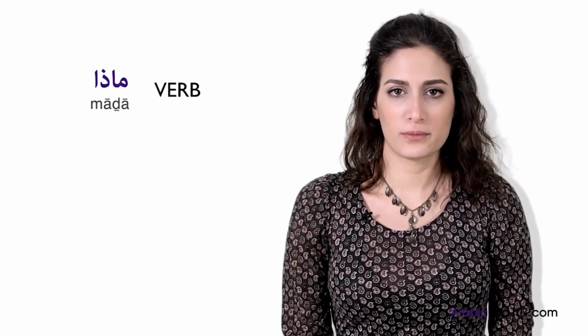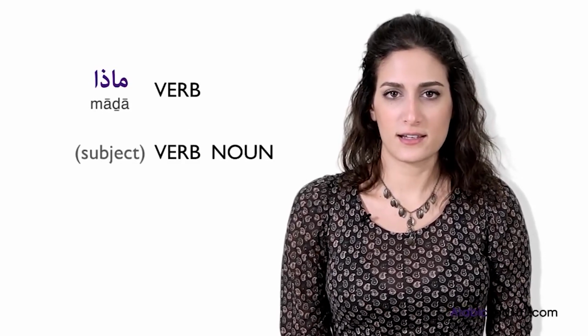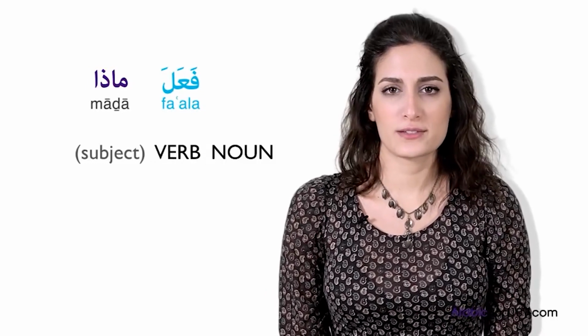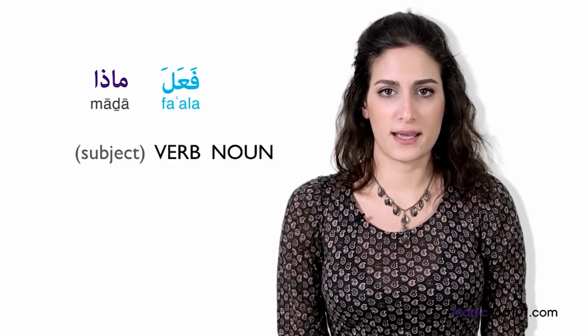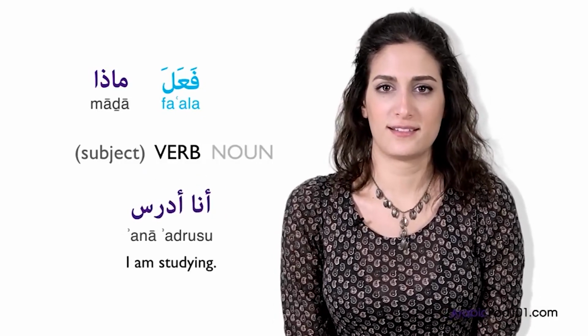The answer will be formed by the repetition of the verb, followed by a noun if necessary. In the case of the verb فعل, or to do, the verb you answer with will depend on the action you are doing. So the answer could be, for example, أنا أدرس. I'm studying. The rule is simple. Each time you want to ask a question starting with what and followed by a verb, you have to use ماذا in Arabic.